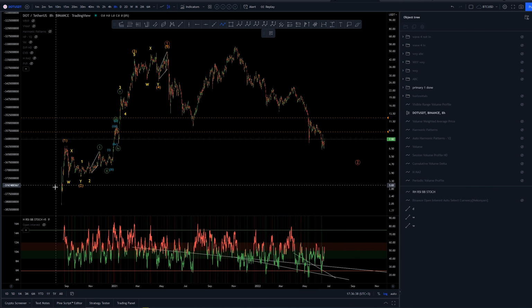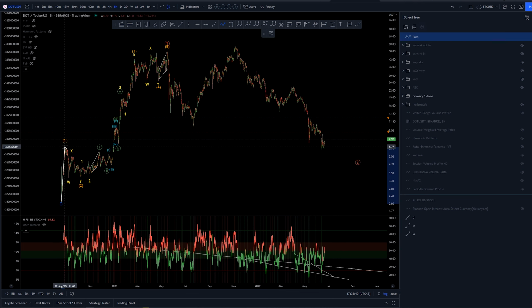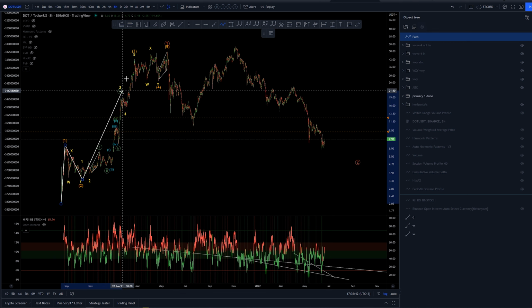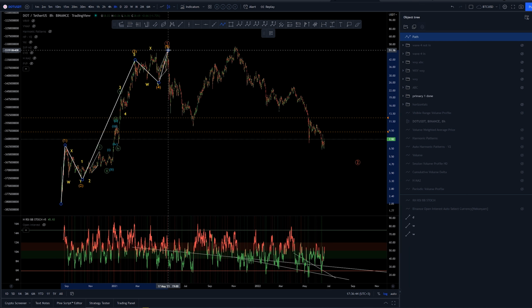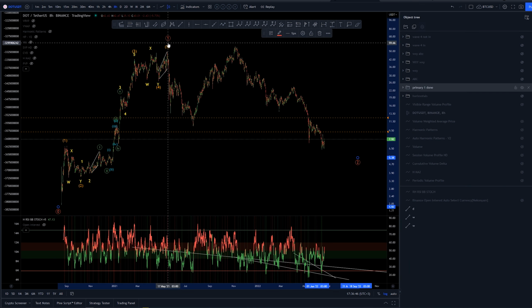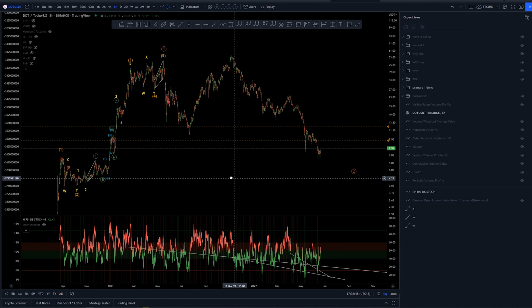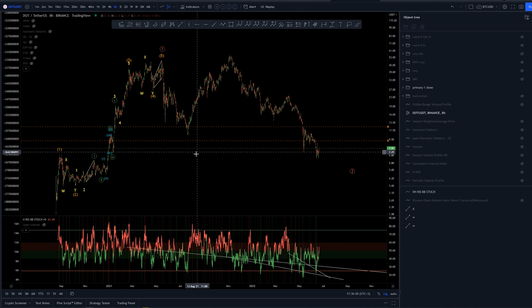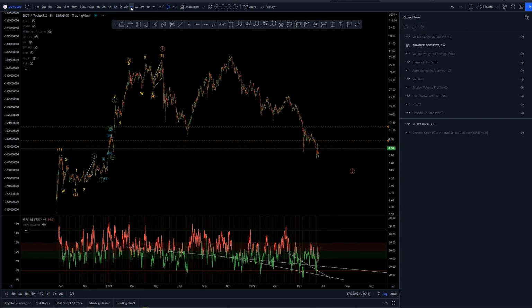Here on a higher time frame, we've had this count for a while where we have a 1, 2 of intermediate, 3, 4 and 5. After that we have completed the wave 1 of primary, and then after that we're looking for some kind of correction to end this structure.